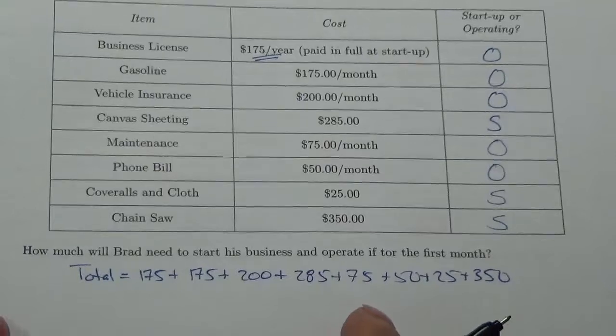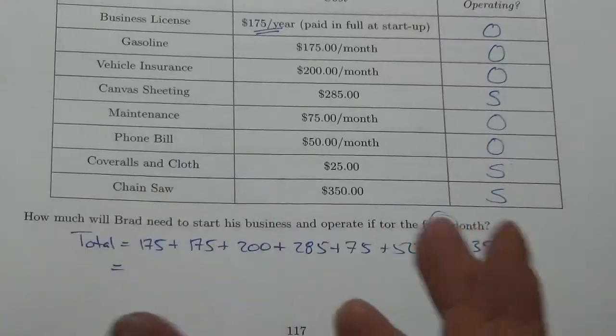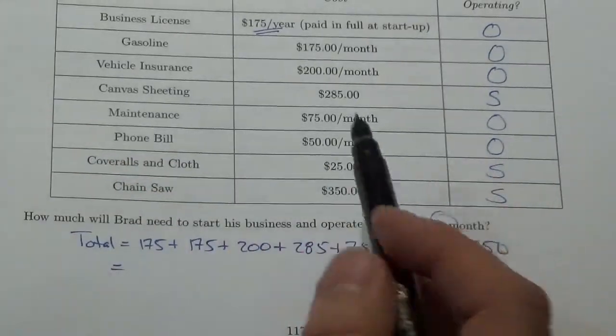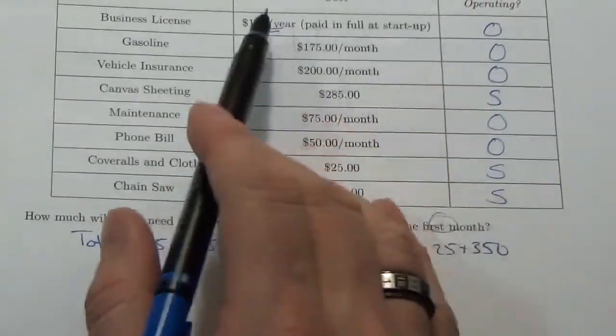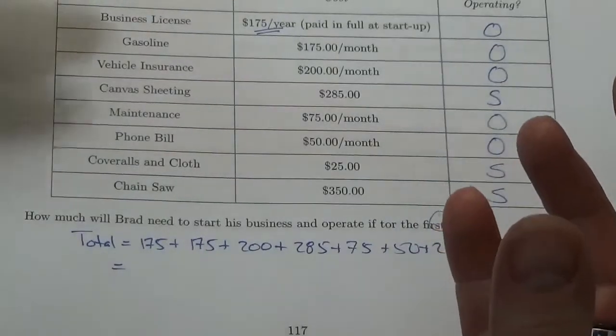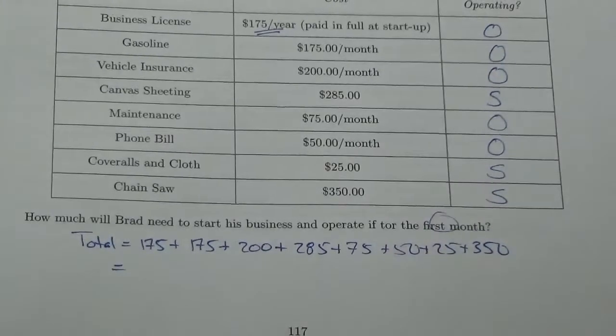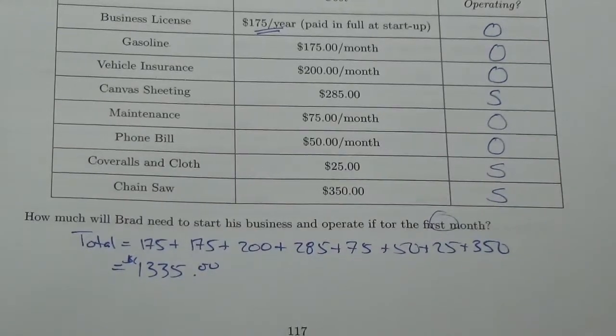Basically, all I got to do is add up all of those numbers because this is the first month. Now, later on, and subsequent months, you don't need to worry about the canvas sheeting or the coveralls or the chainsaw. In fact, for most of the year, you don't have to worry about the business license because it's already been handled. So the expense gets less later on. Anyway, let me put these together. 175 plus 175 plus 200 plus 285 plus 75 plus 50 plus 25 plus 350. So to start off with, it's going to cost him $1,335.